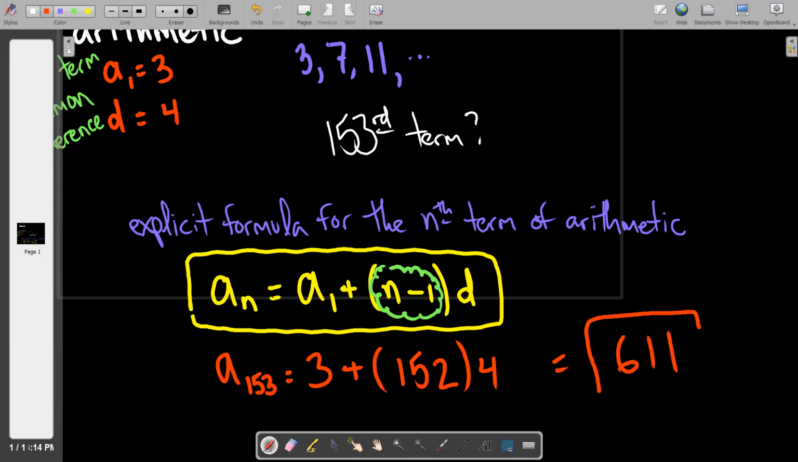So what this means is that if Evie sat there and just said, I don't know what you're talking about, Mr. Ayer, but I can tell you this, Evie sits there and she writes out all 153 of the first numbers of the sequence. When she finally goes, thank God, she's on the 153rd one, it's going to say 611. That's how you utilize an explicit formula. As long as you know the first term and as long as you know the common difference, easy peasy.